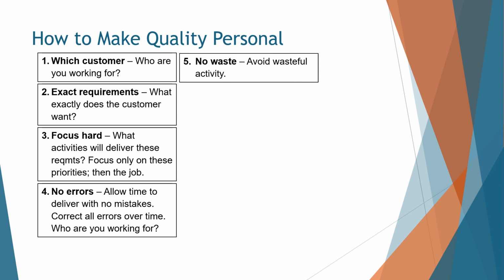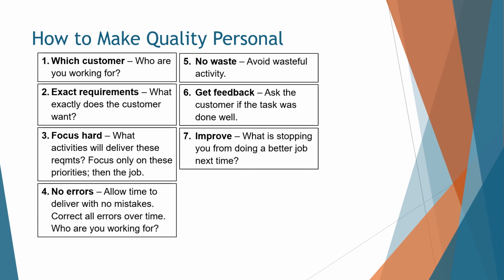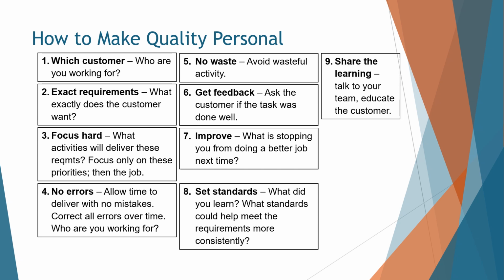Five, no waste. Avoid wasteful activity. Six, get feedback. Ask the customer if the task was well done. Seven, improve. What is stopping you from doing a better job next time? Eight, set standards. What did you learn? What standards could help meet the requirements more consistently?